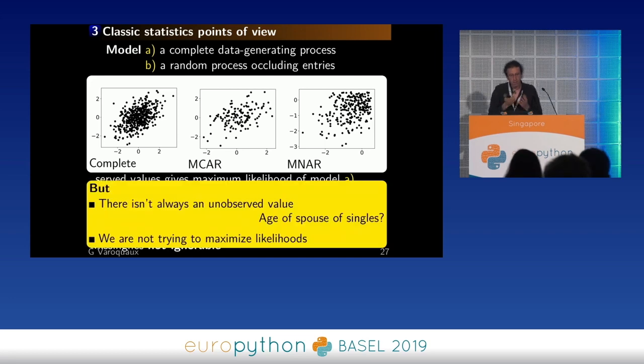Now, I would like to say that this classic statistical point of view is not of interest to us here, or at least not completely of interest. And we shouldn't take those results as fundamental results for machine learning. There are two reasons. One is there is not always a non-observed value. For instance, what is the age of the spouse of people who are single? So even this assumption is broken in many, many data sets. And the second one is that we're not trying to maximize likelihoods. We're trying to predict.